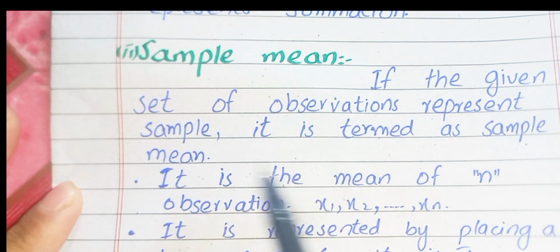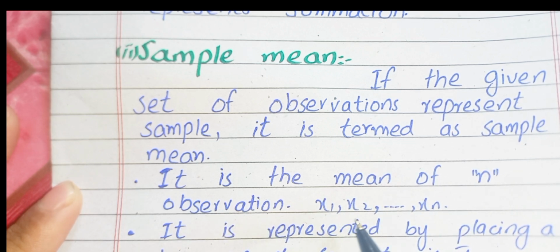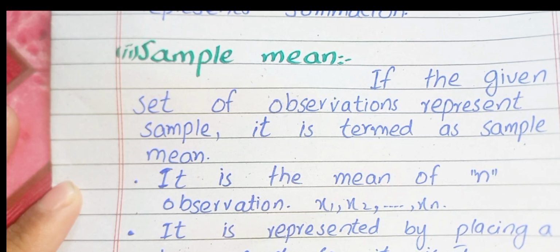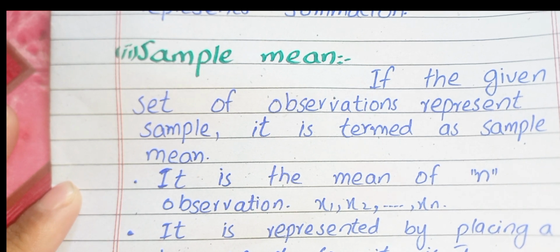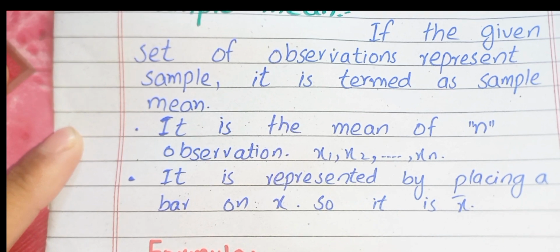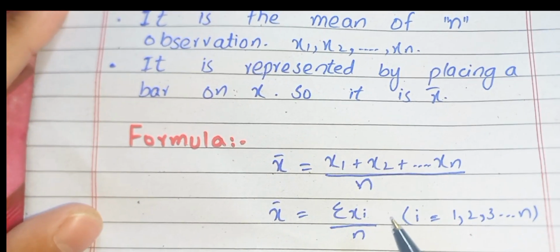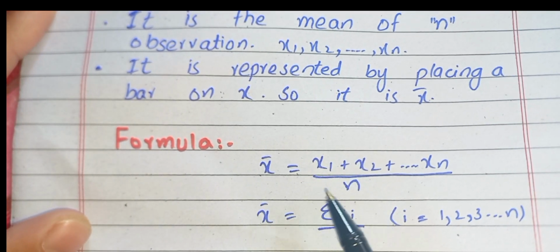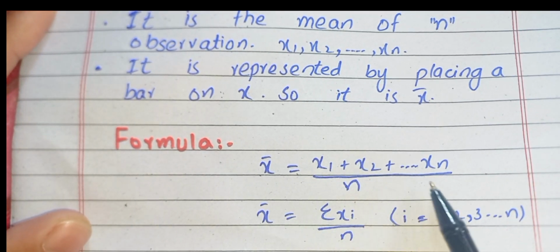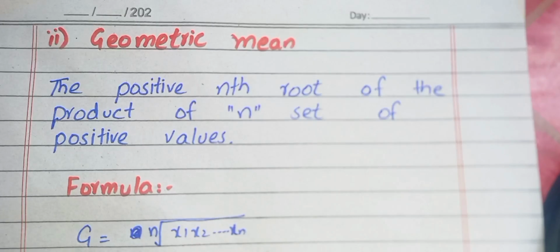Sample mean. If the given set of observations represents a sample, it is termed as sample mean. It is the mean of n observations x1, x2 up to xn. It is represented by placing a bar on x, so it is x bar. Here is the formula of sample mean. X bar is equal to x1 plus x2 plus up to xn divided by n. X bar is equal to sum of xi over n, where i is equal to 1, 2, 3 up to n.